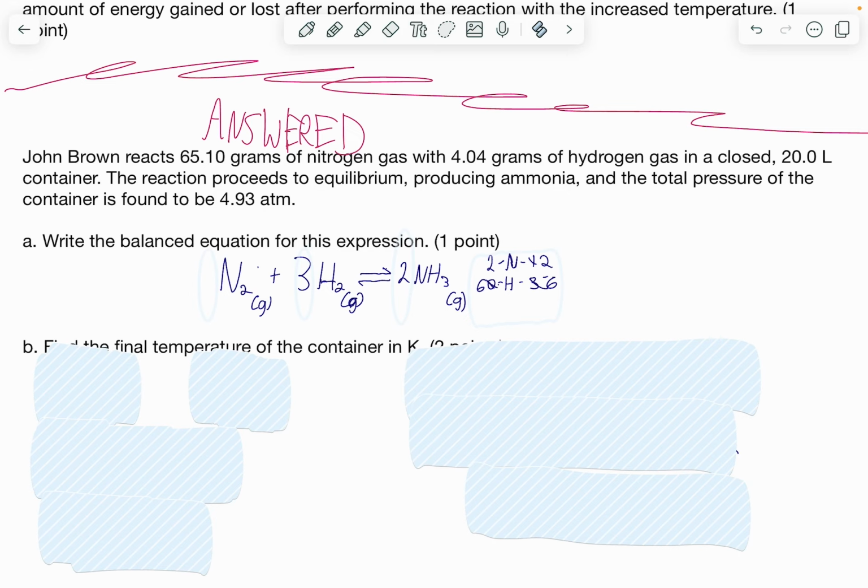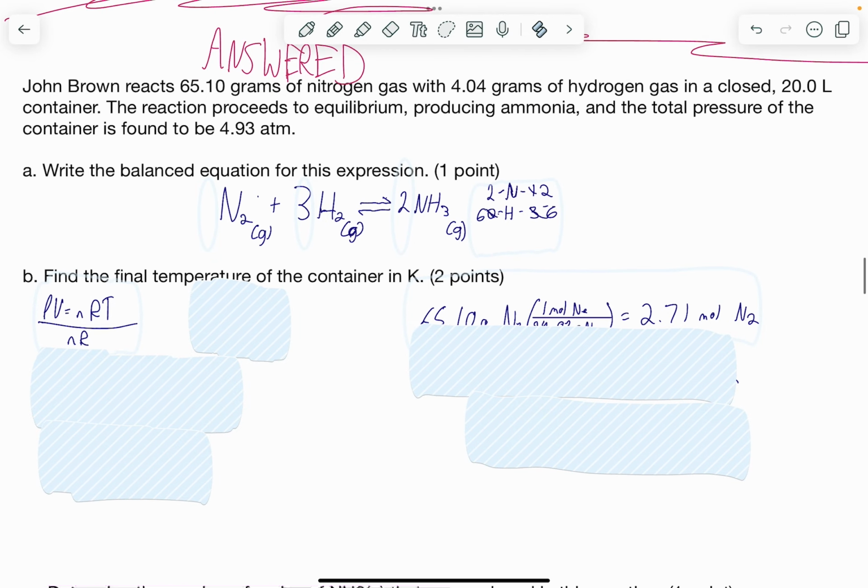Find the final temperature of the container in Kelvin. So this is a PV equals nRT question. Use the equation PV equals nRT. We're given the pressure, the volume, and of course we know the ideal gas constant R, but we aren't exactly given the number of moles. So we must convert from grams to moles.